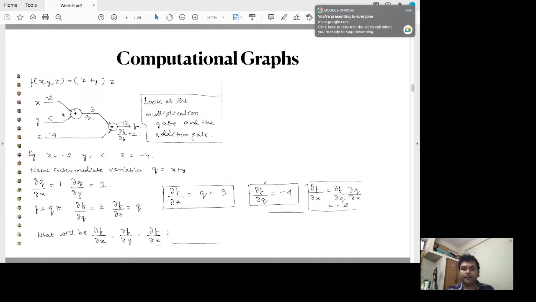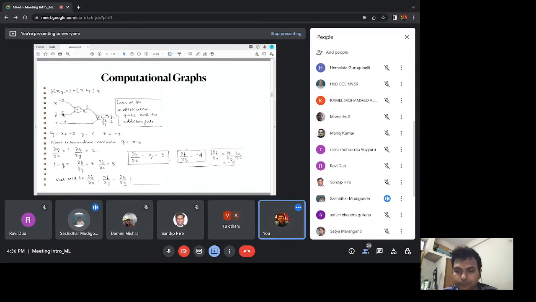Okay. Sir, one doubt. How did we get this 1 equal to qz? Oh, that is not 1. Sorry for my handwriting. That is f equal to qz actually. That is f has gone. So that is f equal to qz, not y equal to qz. Thank you.